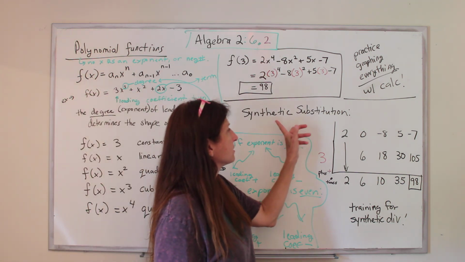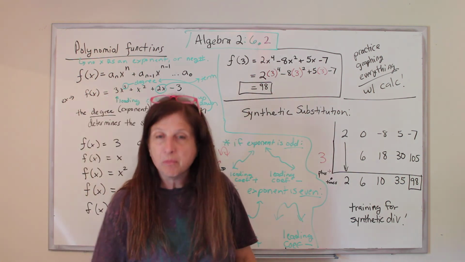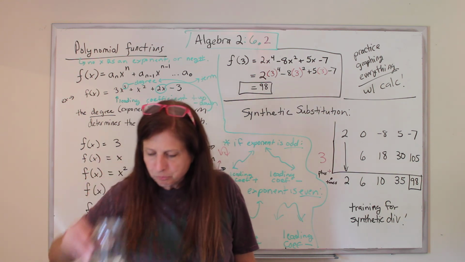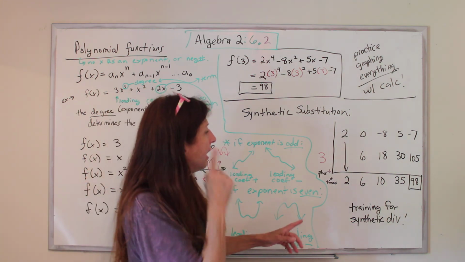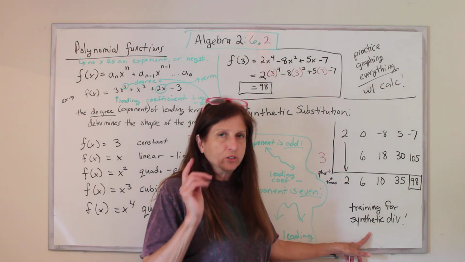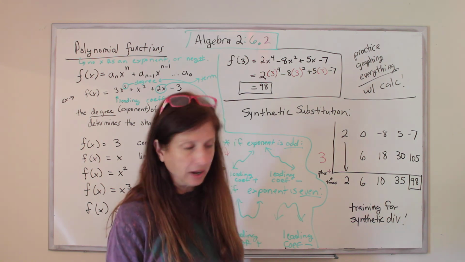Now there's something else called synthetic substitution, which is we can do the same thing much harder. Why would we want to do it harder? Because it is training us for something coming, which you do need to know how to do, called synthetic division. So let me show you how it works.